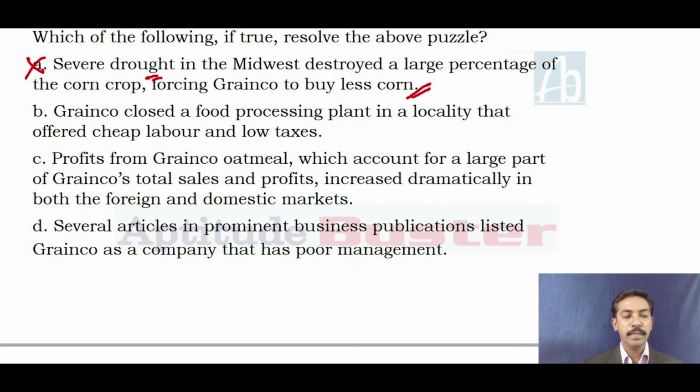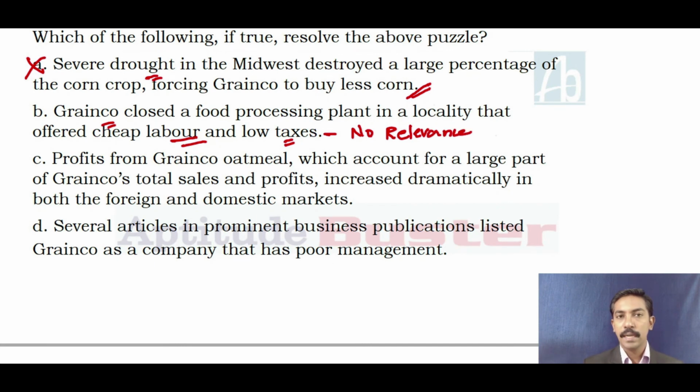Look at option B. Grainco closed a food processing plant in a locality that offered cheap labor and low taxes. Option B talks about the step taken by Grainco, that it has closed a food processing plant that offered cheap labor and low taxes. If this is true, then option B talks about a fact which has no relevance to the question that we are talking about.